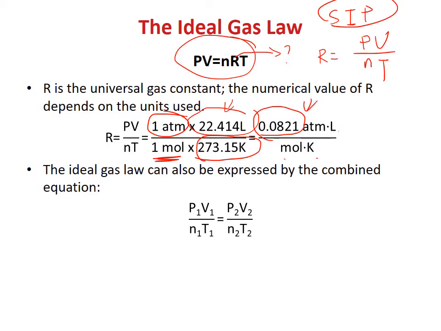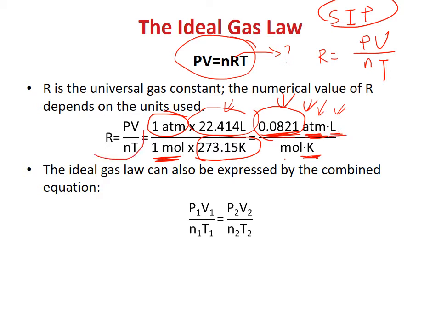Note that the pressure is in atmosphere and the volume is in liters. Temperature is always in Kelvin, but pressure and volume may have different units. If pressure and volume have different units, the value of R will change. This is important to remember. R equals 0.0821 only when pressure is in atmosphere and volume is in liters.